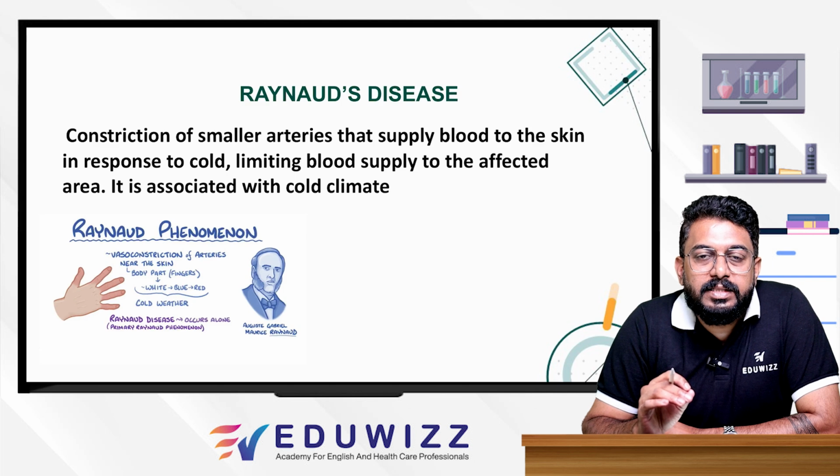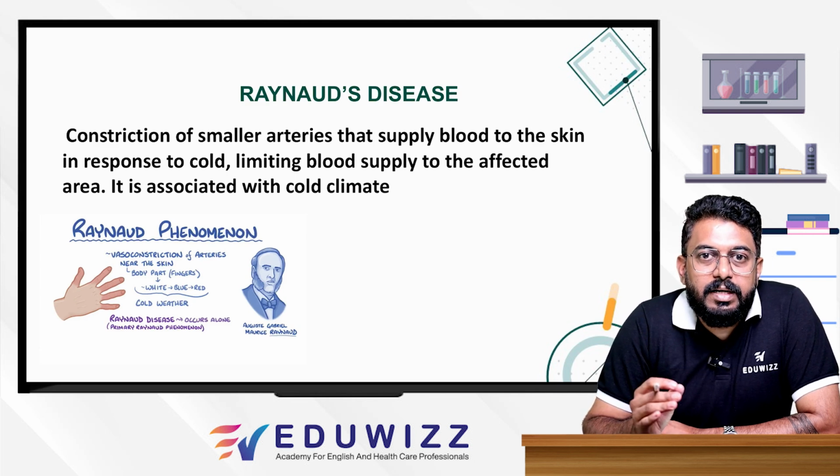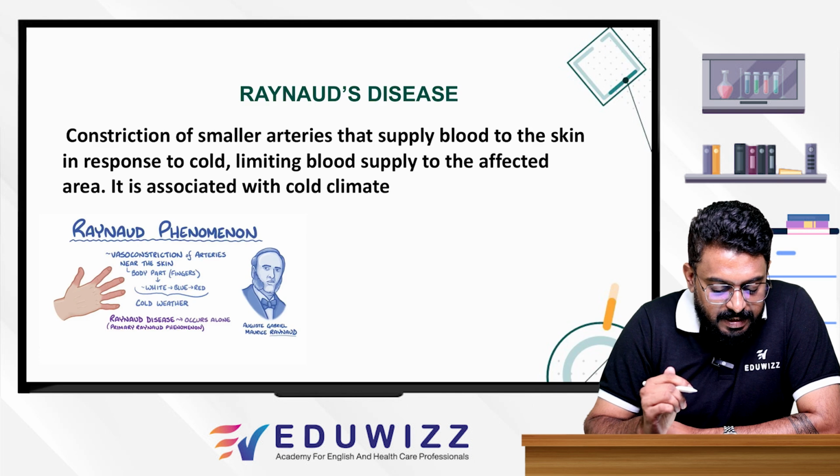So basically, what happens if a problem occurs in your artery? Okay, it's simple. When there is any problem in the arteries, the blood circulation will be decreased or impaired. So like that, we have many diseases which occur in our extremities. One of them is Raynaud's disease. So let's see what it is.